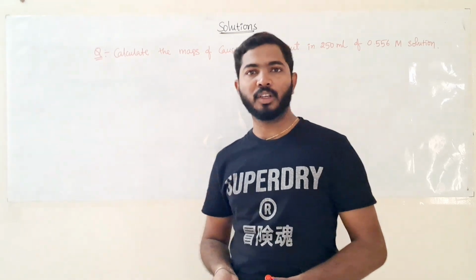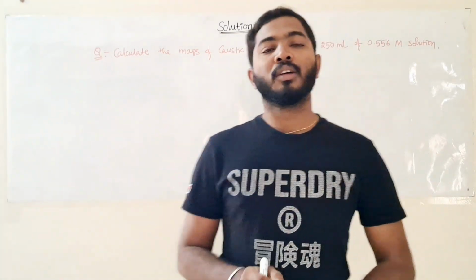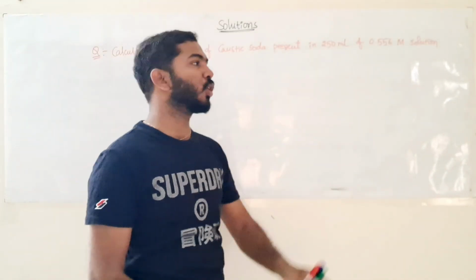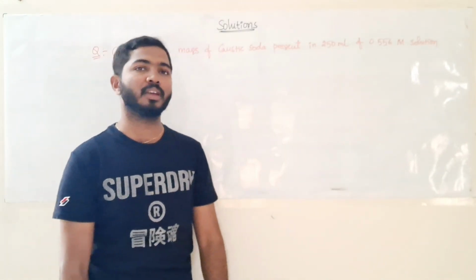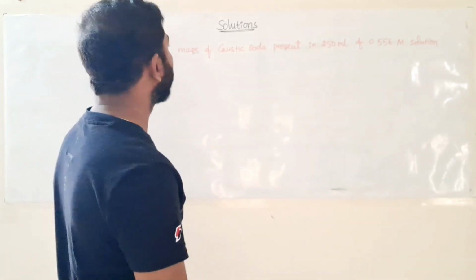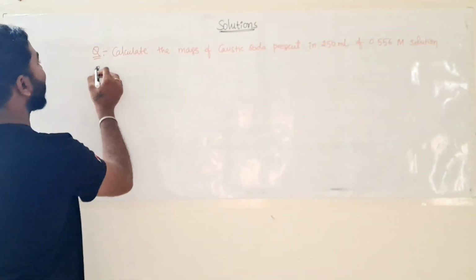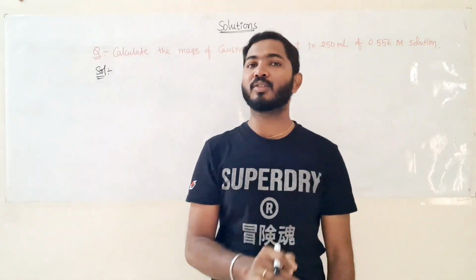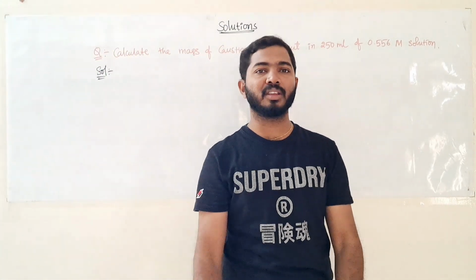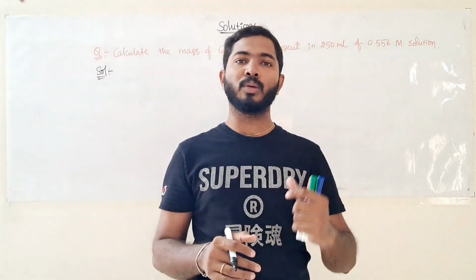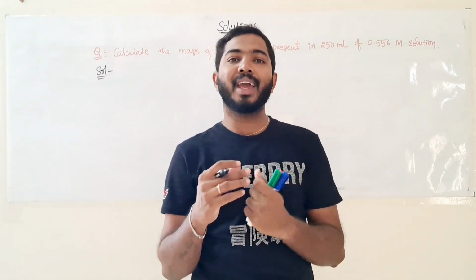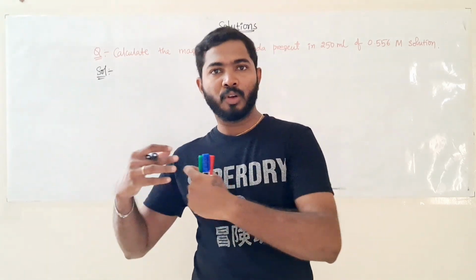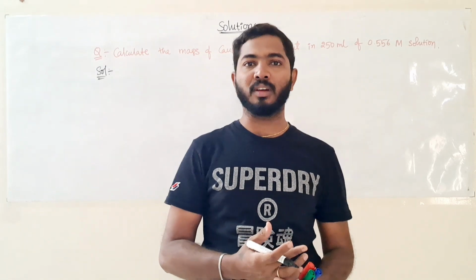Let's solve this question related to molarity. What are they asking? Calculate the mass of caustic soda present in 250 ml of 0.556 molar solution. First let us write down the given data. To solve any question related to any concept, if we are able to bring out the given data, we will move closer to the answer, I hope.